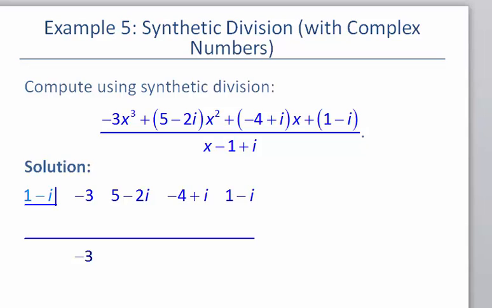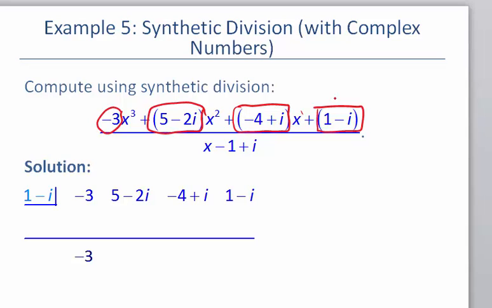Okay, so let's look first at our coefficients and make sure that we understand what's happening here. We need the numbers in front of the x's. So we're going to get the negative 3, the 5 minus 2i, the negative 4 plus i, and this 1 minus i. And so you can see these coefficients are written down on the problem. We don't need to hold any zeros because we have 3rd, 2nd, 1st, and nothing. So all that's good. All right, and we're dividing by x minus 1 plus i.